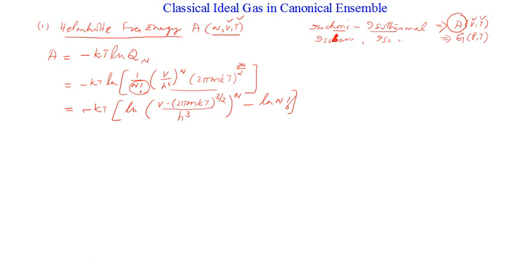Which can be further equated to minus kT into. So we can again rewrite this one. You know, log N factorial, what is our next impulsive step? Log N factorial: use Stirling's approximation.